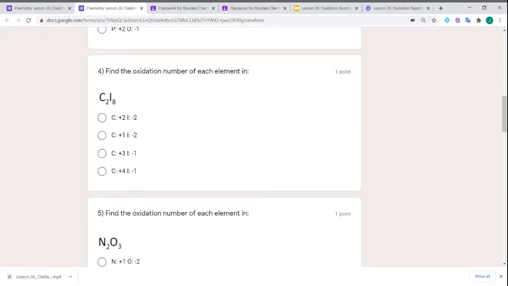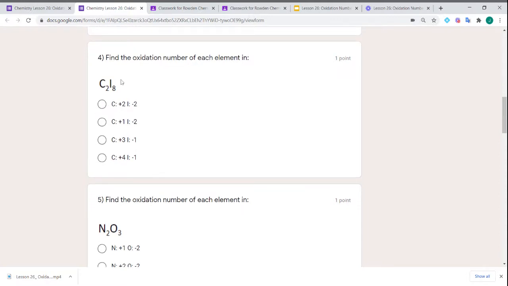All right, moving on, I we know is -1 because it's in group 17. And so there's 8 of them, so that adds up to -8. So then this has to add up to +8. So carbon needs to be +4, because 4 times 2 gets you the 8 to balance out the I's.